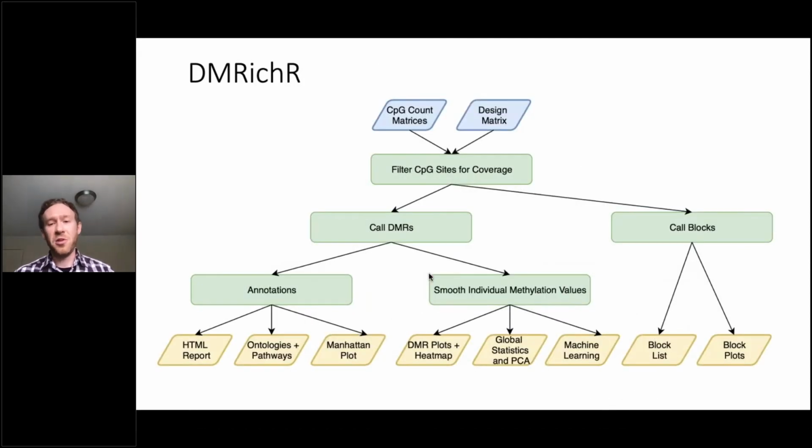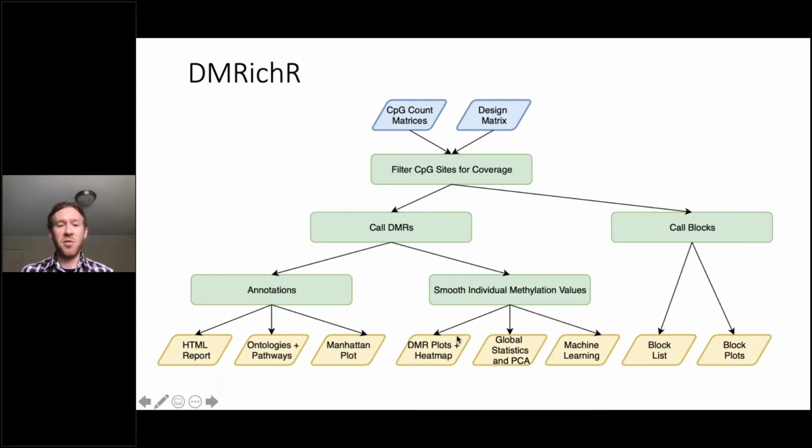So I've put together this approach and all these packages in DMRichR. DMRichR will take the CpG count matrices, as well as a design matrix where you specify your samples and the covariates you want to adjust for. It will then filter CpG sites for coverage to make sure you meet certain thresholds. But typically we get over 20 million CpGs that we can assay in all of our approaches where we have between 1 to 5x coverage. It will then call DMRs and blocks. For the DMRs, it will also annotate them, produce an HTML report, perform ontology and pathway analyses, and generate a Manhattan plot. It will also then create these individual smooth methylation values, since the dmrseq approach really focuses on the difference between groups.